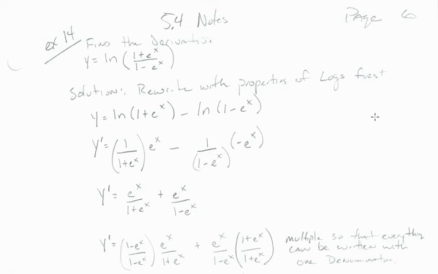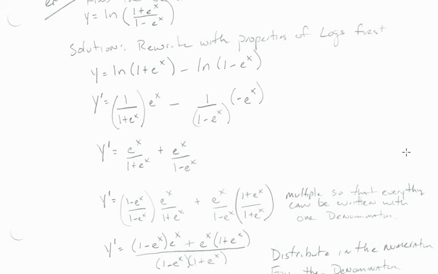On the right hand side we have minus natural log of 1 minus e to the x. Its derivative is 1 over 1 minus e to the x times negative e to the x. So that negative and that negative makes a positive. So our final answer, before we simplify and try and combine, is e to the x over 1 plus e to the x plus e to the x over 1 minus e to the x.